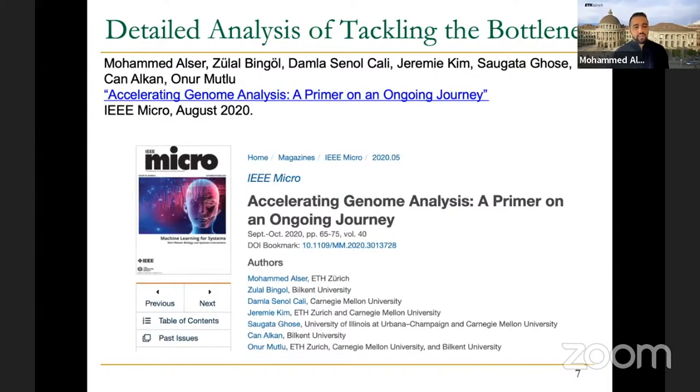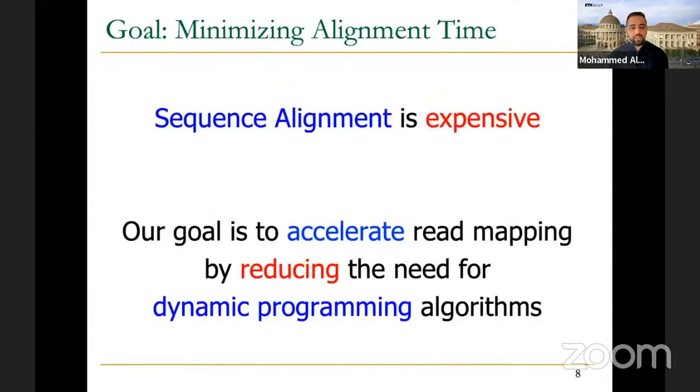Okay. There is another paper also summarizing all the acceleration efforts for genome analysis, with a major focus on read mapping. So we recommend everyone to have a look at it. All right, so hopefully from the previous lecture, we all agree that sequence alignment is very expensive, which is the dynamic programming based step. And our goal is to accelerate that step, or to accelerate read mapping ultimately.